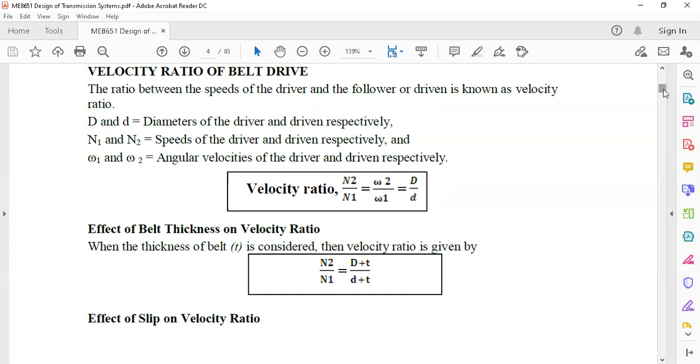Why are we going for N2? N2 is the driven, not the driver, and that is called the pinion. N2, which is the speed of the pinion, divided by the speed of the gear. When we calculate it, it is called the velocity ratio.